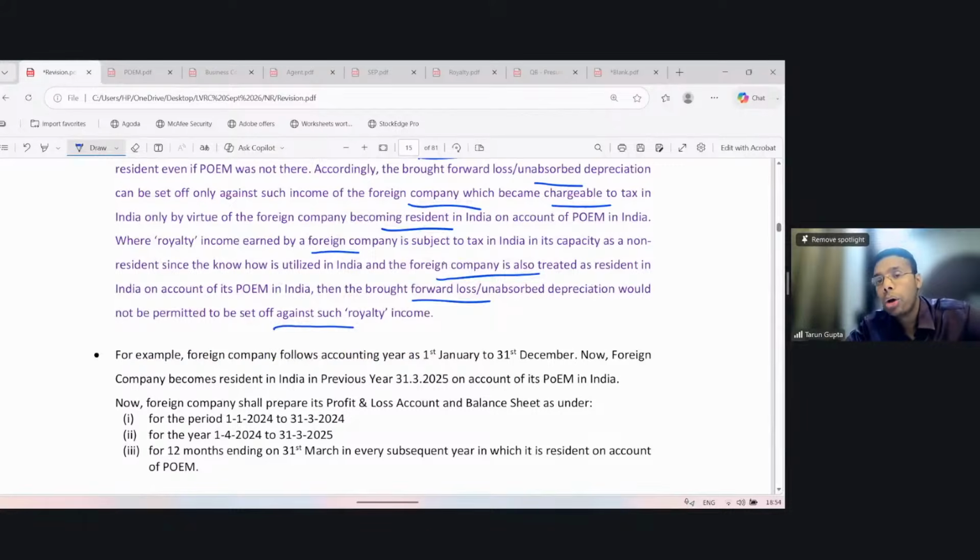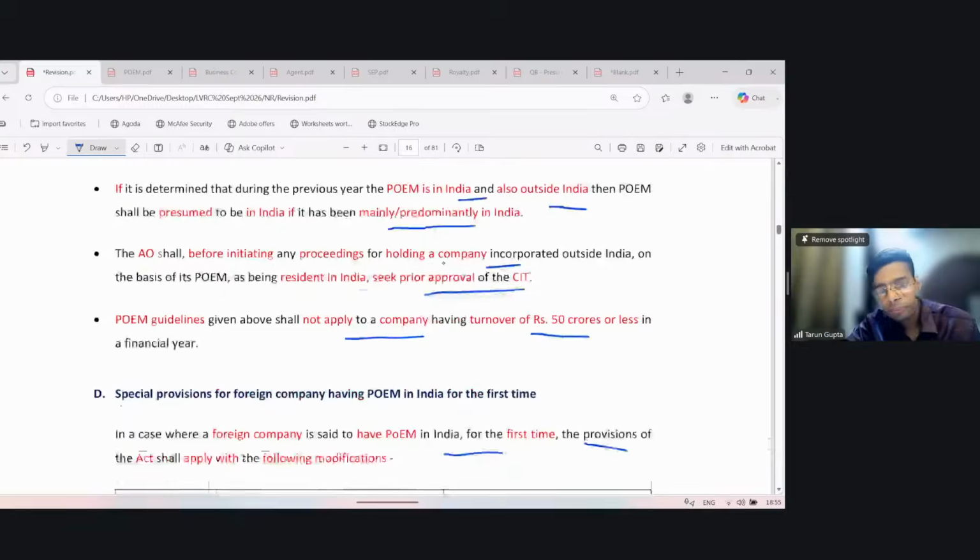Now, let's see how the accounting year is computed. For example, the foreign company is following an accounting year of 1st Jan to 31st December. Now, the foreign company becomes resident in previous year 25-26 on account of POEM in India. Now, the foreign company shall prepare its P&L account and balance sheet as under. From 1/1/25 to 31st March 25. From 1st April 25 to 31st March 26 and so on.